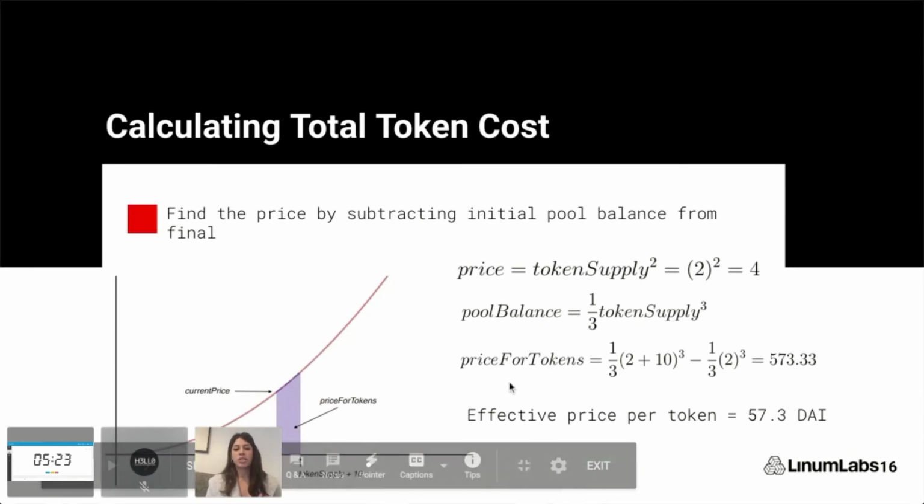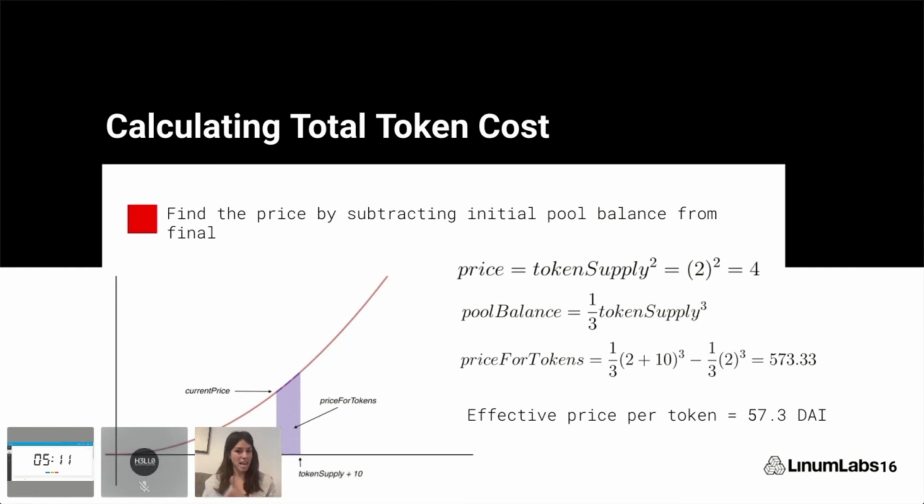However, what is the price for the tokens for the next 10? So from 2 to 12 here. You'll find that by subtracting the initial pool balance from the final balance. So how much DAI is left at the end versus how much DAI was there at the beginning.